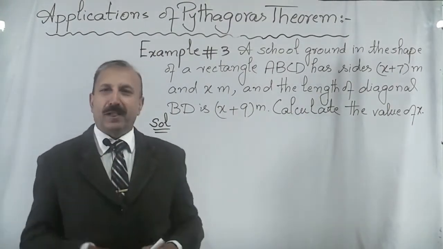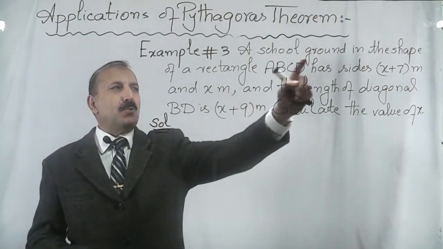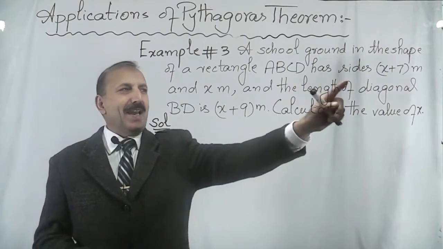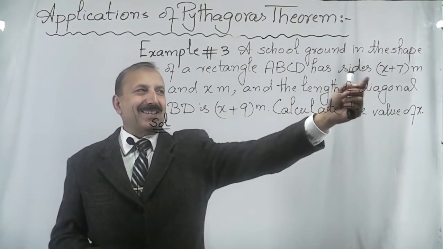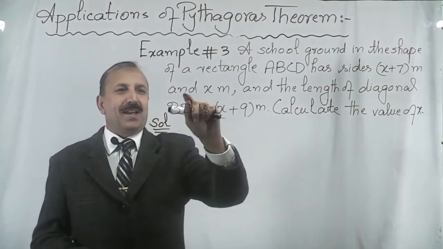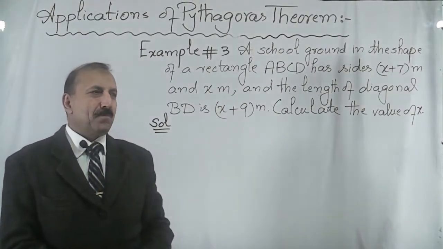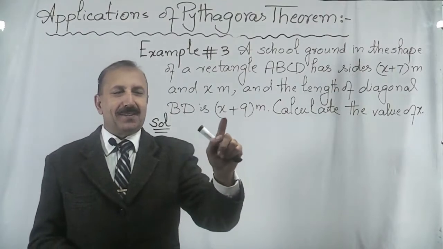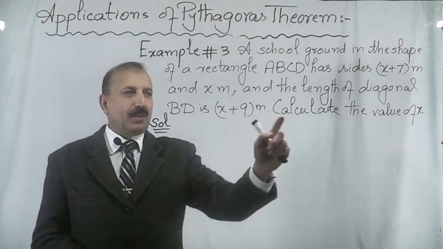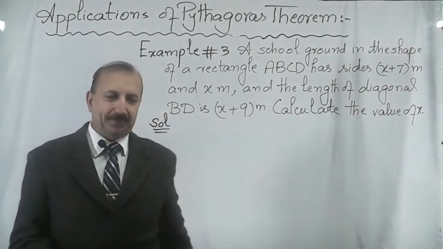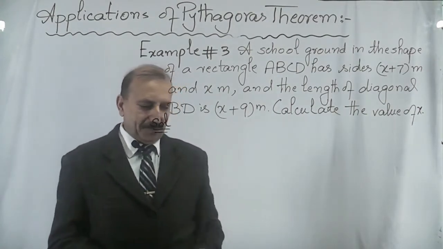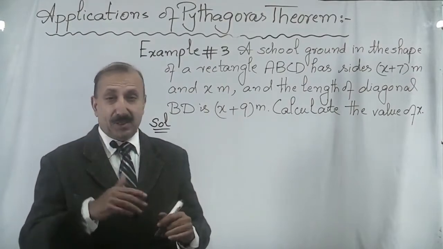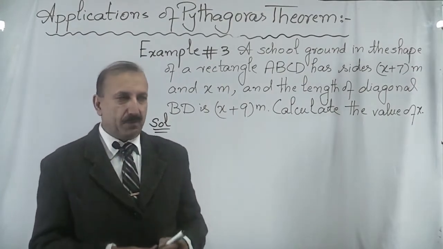Alright, my dear students, let's have example number 3. It's very close to real life application. A school ground in the shape of a rectangle ABCD has sides x plus 7 meters and x meters, and the length of diagonal BD is x plus 9 meters. Calculate the value of x. This application is in the form of algebraic sense, where algebraic expressions or equations will be involved.